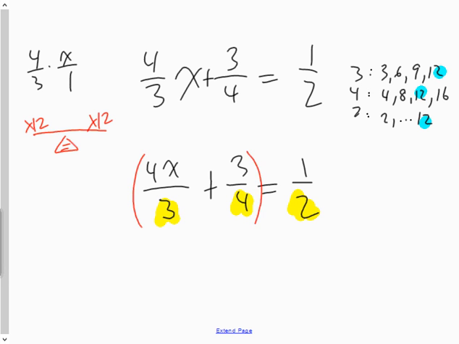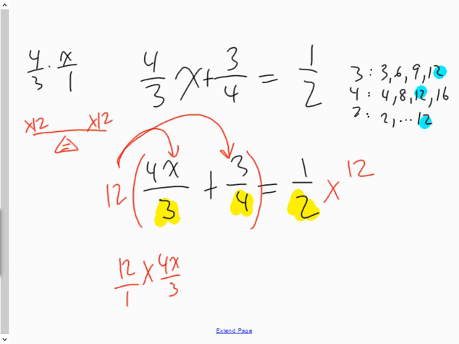So this side is going to be multiplied by 12. This side, which is only one term, is also going to be multiplied by 12. And because this side is multiplied by 12, I need to utilize the distributive property to make sure I multiply every term by 12. So 12 multiplied by 4x over 3. I'm going to treat 12 as a fraction as well. 12 multiplied by 3 over 4. And 12 multiplied by 1/2.